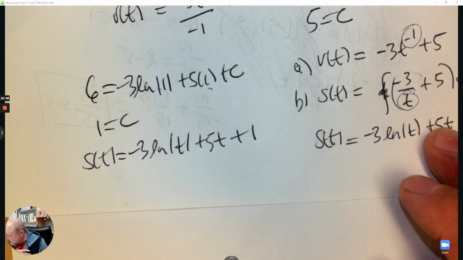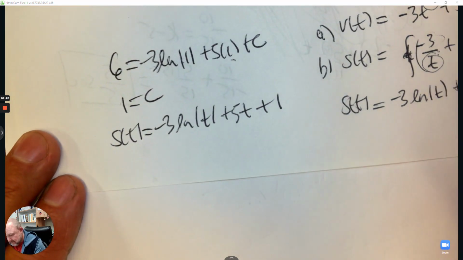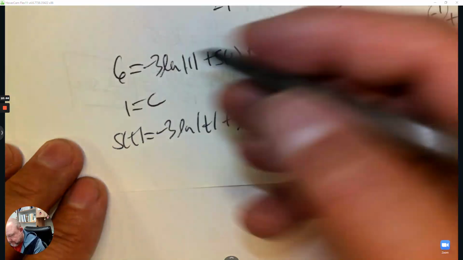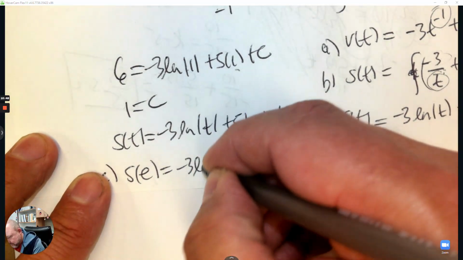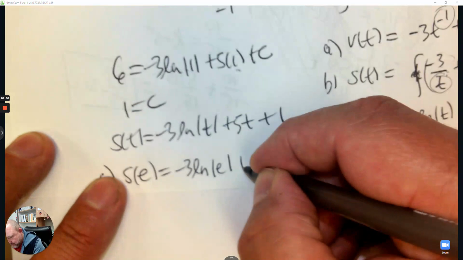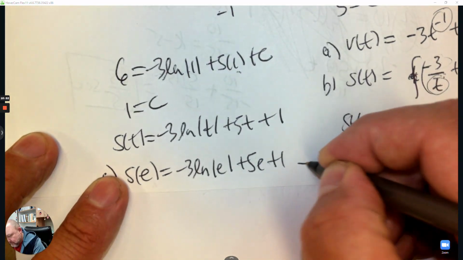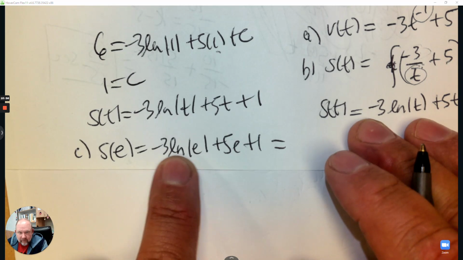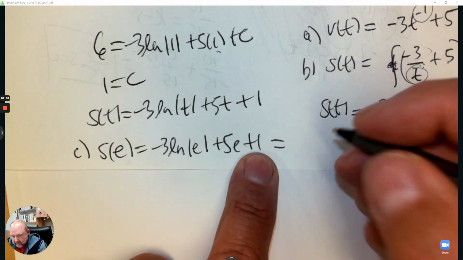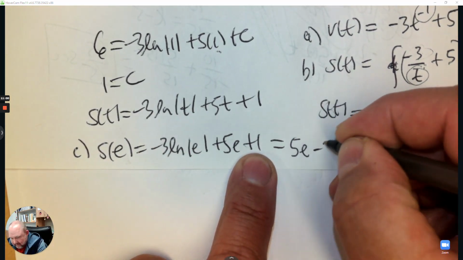And then the last question is, find the position of the particle when t equals e. All right, so ln e is equal to 1. So this is just negative 3 plus 1. So that means it's 5e take away 2.